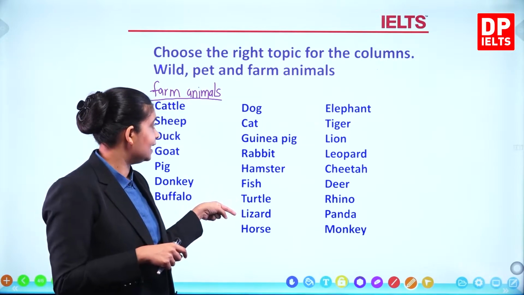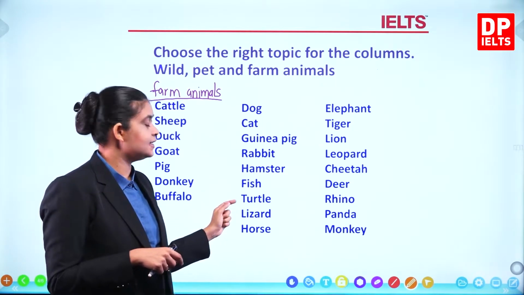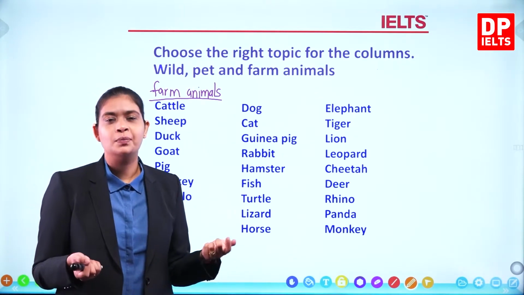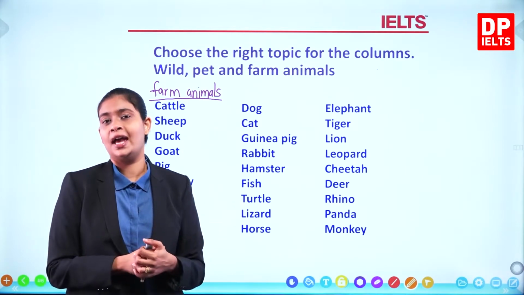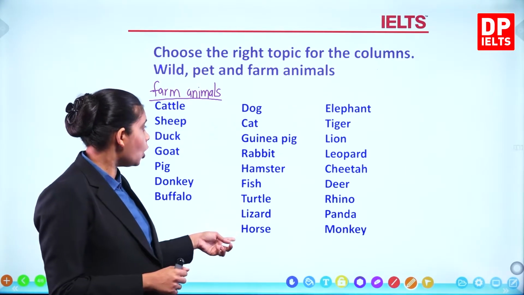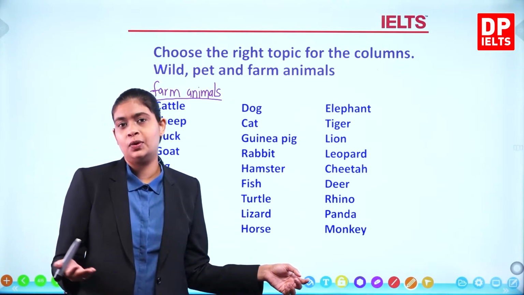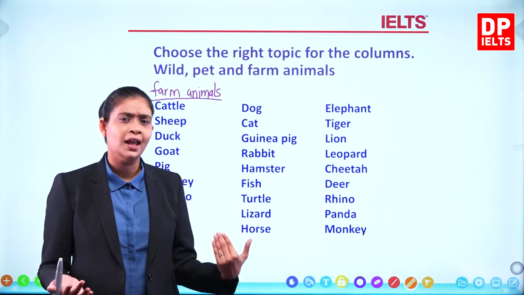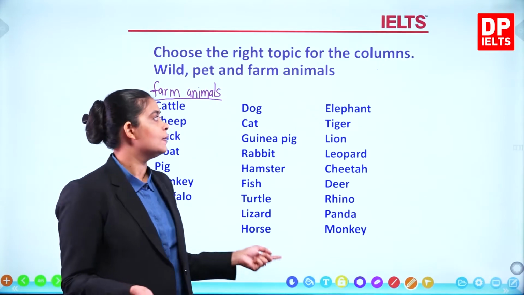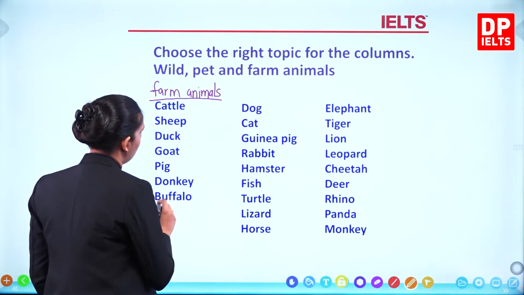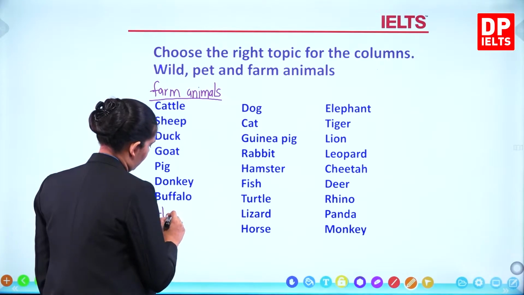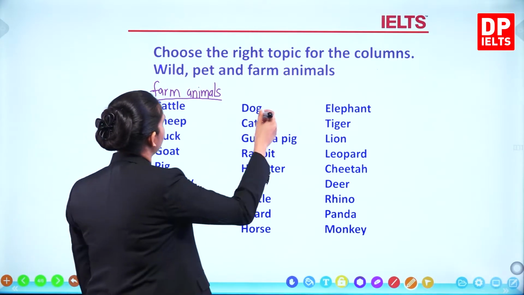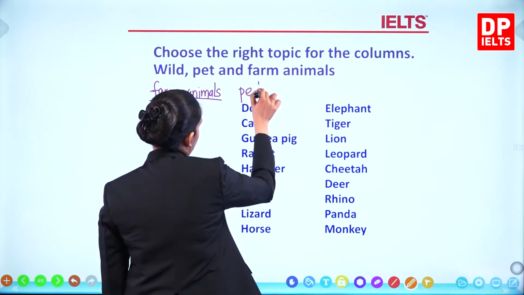Fish, turtle, lizard. In Sri Lanka we don't keep lizards at home as pets, but abroad some children, some people actually have a lizard as a pet. Horse, some of you can argue as a pet if you keep it at home in a stable. A lot of people have a horse as a pet abroad. But some people could also argue that horse is a farm animal. So I would say it depends. So here we can say pet or pets.